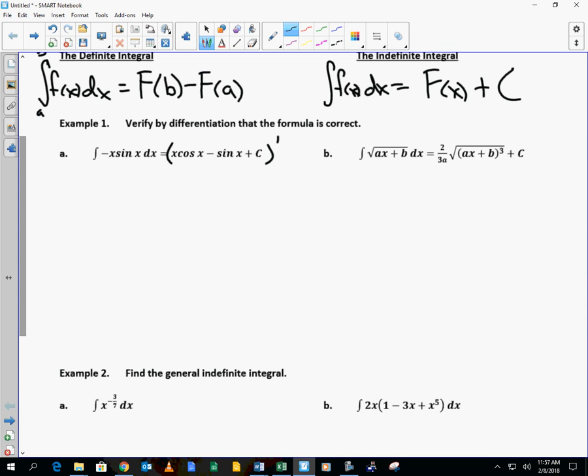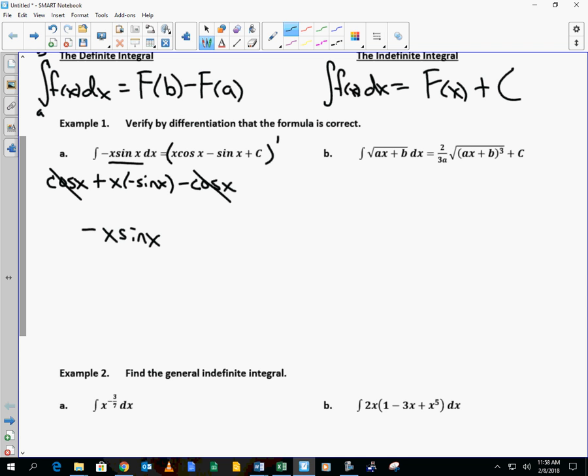Product rule. What's the derivative of x? Times cosine of x. Plus x times, what's the derivative of cosine of x? What's the derivative of negative sine? Negative cosine of x. And what is the derivative of c? 0, because it is a constant. What cancels, Brody? Cosines cancel. I'm left with a negative x sine of x. Is that the function? It is. It's right here. So we verified that that is the antiderivative.